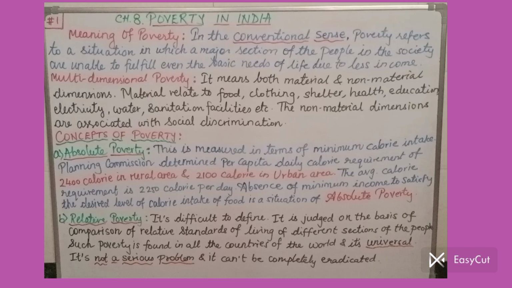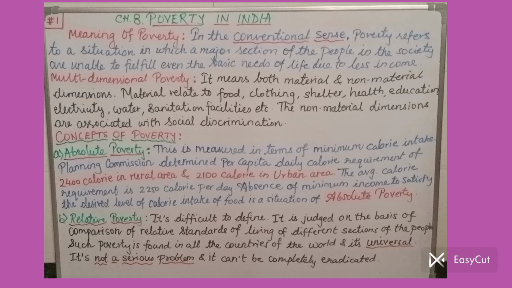Now, as per modern society, we have multidimensional criteria in which both material and non-material dimensions are considered. Material relates to food, clothing, shelter, health, education, electricity, water, sanitation facilities, etc. Whereas non-material dimensions are associated with social discrimination. I hope the meaning is clear. Write both the meanings in short. Now let us move on to the concepts of poverty.